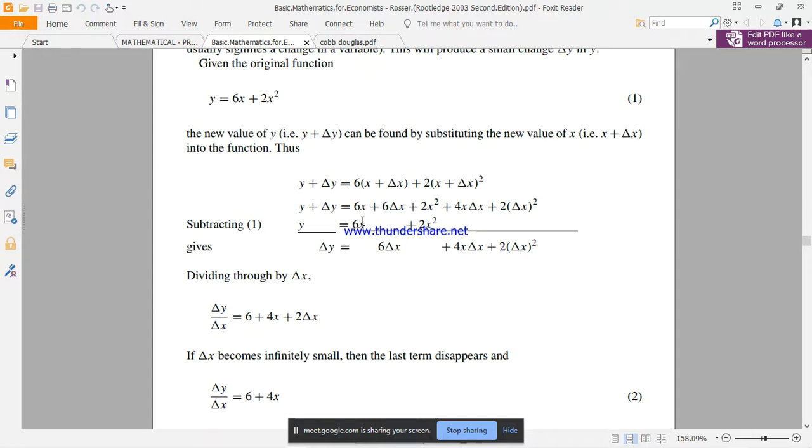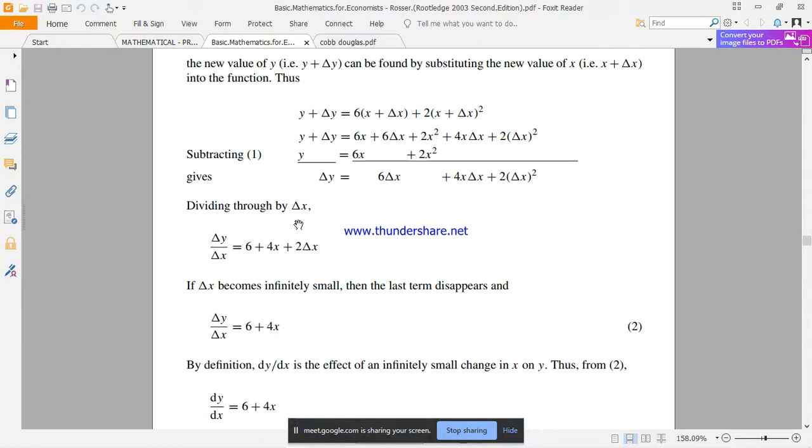Then I have my 6x kept there. Then I'll have my 2x squared. Is it 2x squared? Yes, 2x squared kept there. And then I have this, and that part will go. And then I'll have 2 change in x squared, then again 2 change in x squared. Then dividing through by change in x, I'll have, so what do I have? 6? Why 6? Oh, I see where the complication is coming from.